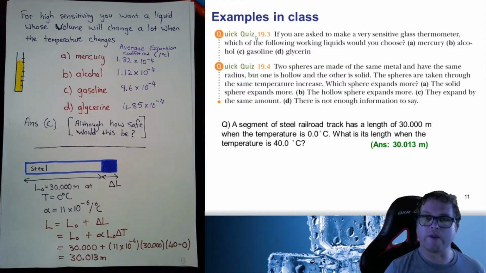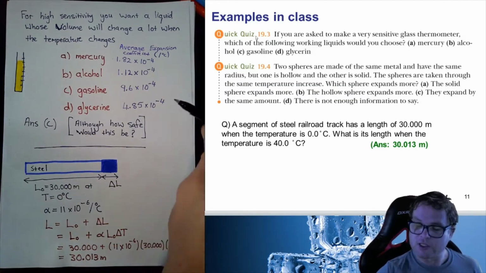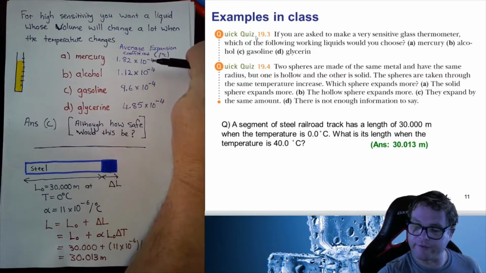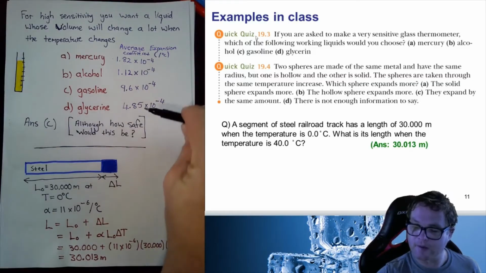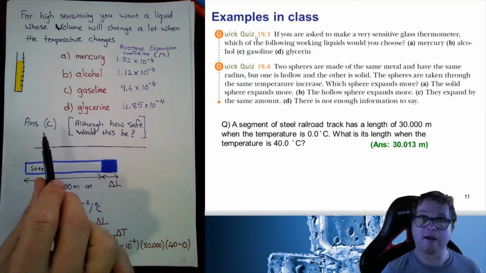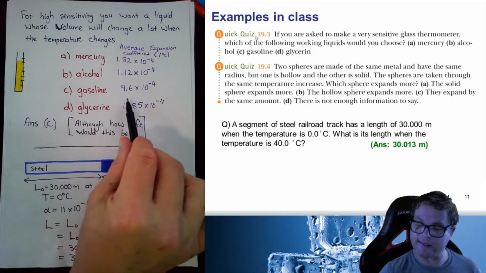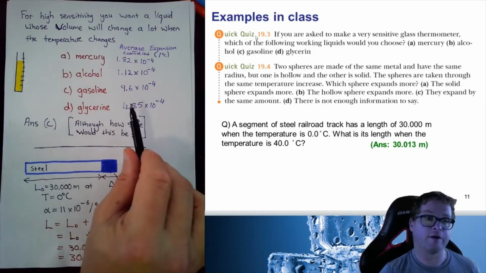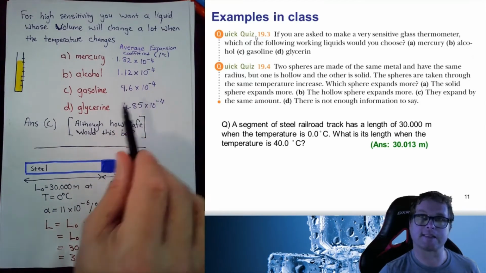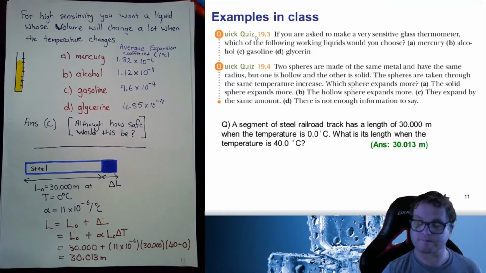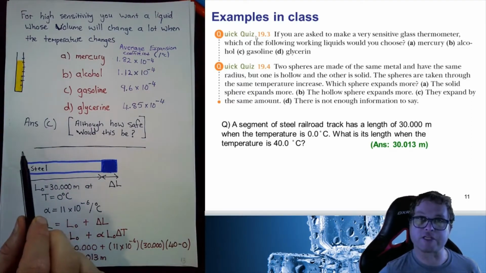So we actually want a liquid which has the highest possible beta value, the highest possible volume expansion coefficient. So I've listed it here for the different materials, and you can see that C, gasoline, actually has the highest value at 9.6 times 10 to the minus 4. So the answer to this question is C.